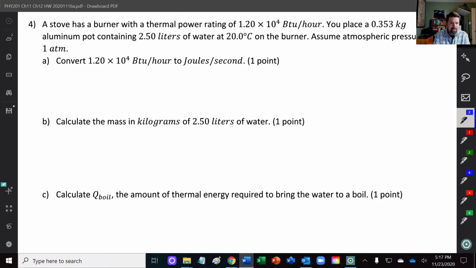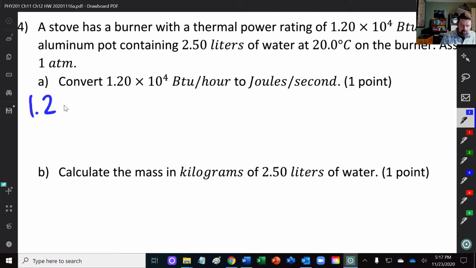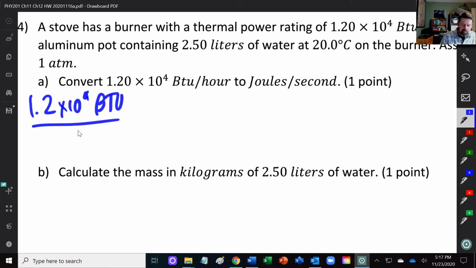First thing is it's asking for a couple conversions. We want to convert 1.2 times 10 to the 4 BTU per hour to joules per second, because we don't want BTU per hour, we want joules per second. So what do we do? This one's easy. 1.2 times 10 to the 4 BTU per hour.